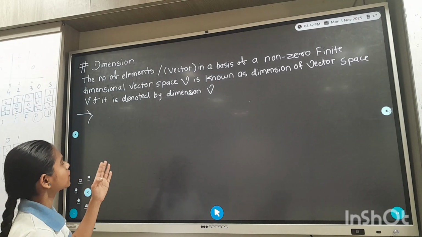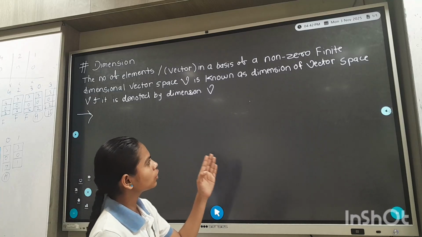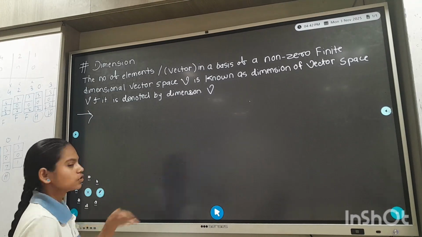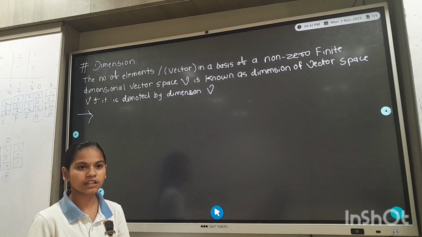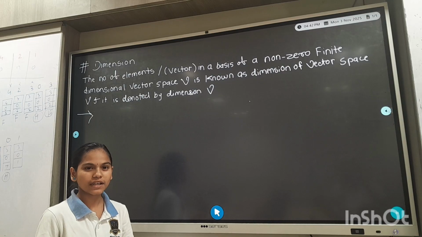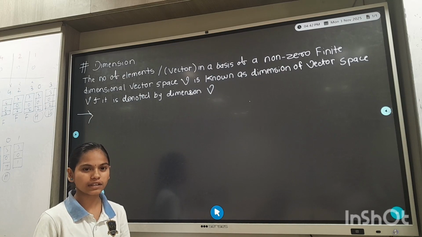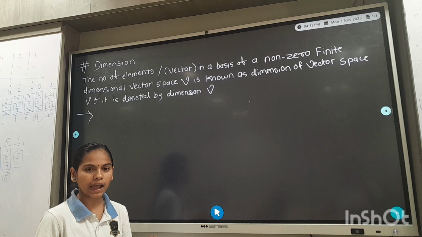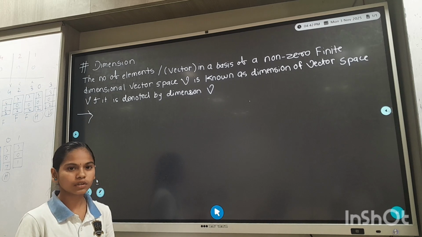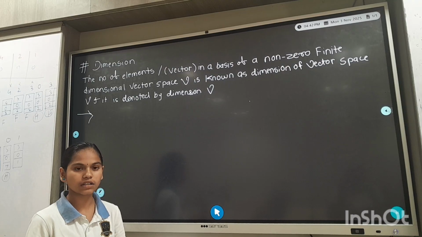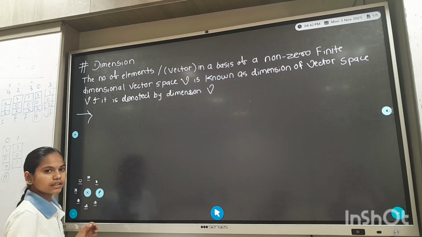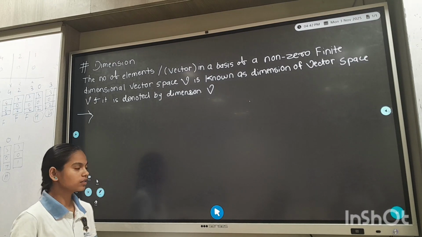The number of vectors in a basis of a finite dimensional vector space V is known as the dimension of V, and it is denoted by dim V. So dimension is nothing but the number of vectors in a basis of that space, and the basis is just a set of vectors that are linearly independent and can be used to create another set of vectors of that space. So let's see the example of a dimension.